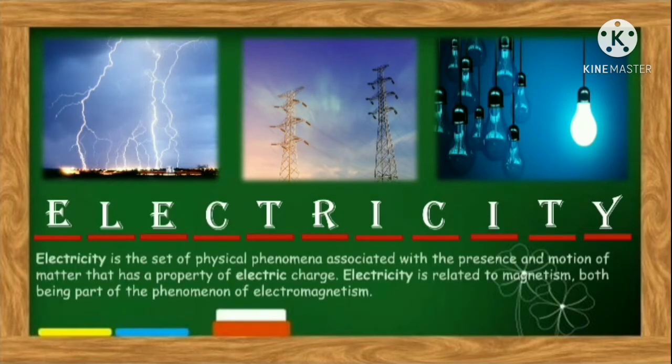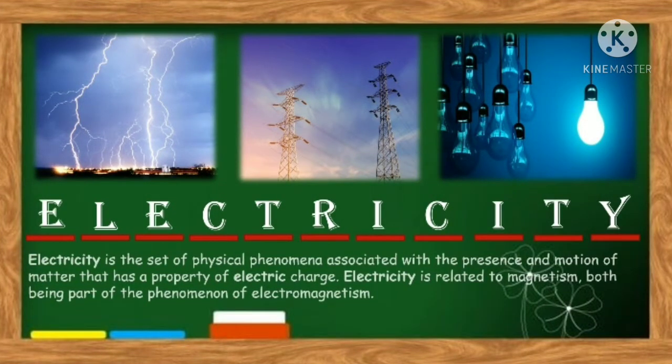Electricity is the set of physical phenomena associated with the presence and motion of matter that has a property of electric charge. Electricity is related to magnetism, since both are part of the phenomenon of electromagnetism. The topic of electromagnetism will be further discussed later in your higher physics.